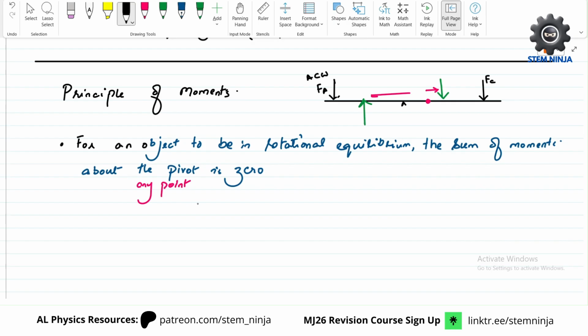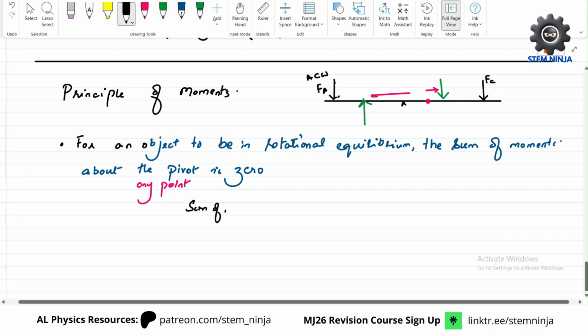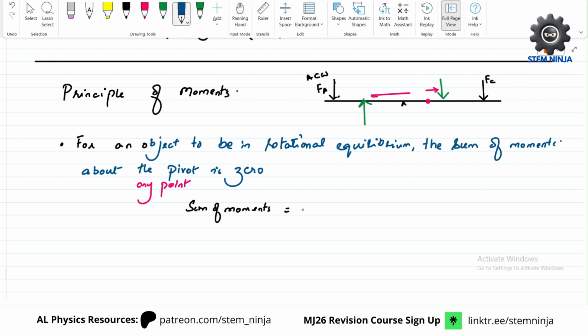So what that means is we said that the sum of moments, we will have some anti-clockwise moments, and we will have clockwise moments, and we just simply write it as the sum of moments. Remember, we took anti-clockwise as positive, clockwise as negative, as seen by the negative sign. And this is going to be zero for an object to be in rotational equilibrium.